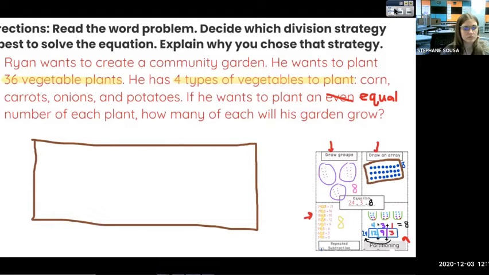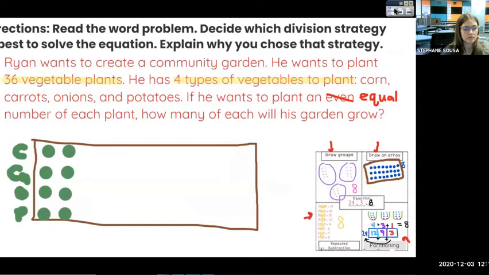I have 36 vegetables. So when I'm going to decide how many to plant of each plant, I have to look at the types. There are 4 types. In my head, I imagine a row of corn, a row of carrots, a row of onions, and a row of potatoes. So I'm going to try to create an array that represents this. I could plant a carrot, a corn, an onion, and a potato, and I have 4. And then I could continue to plant 1 of each until I get to 36.